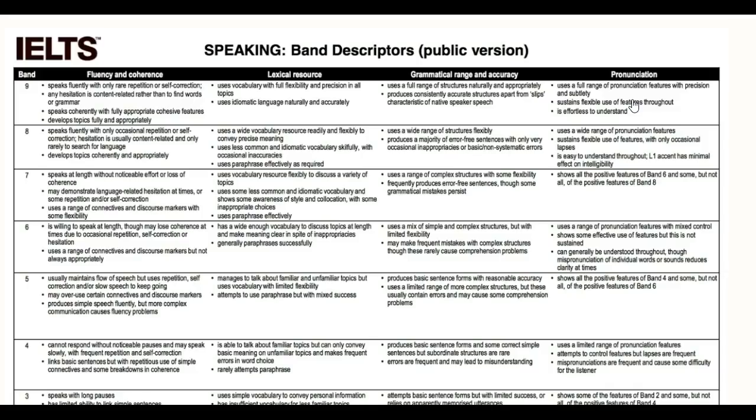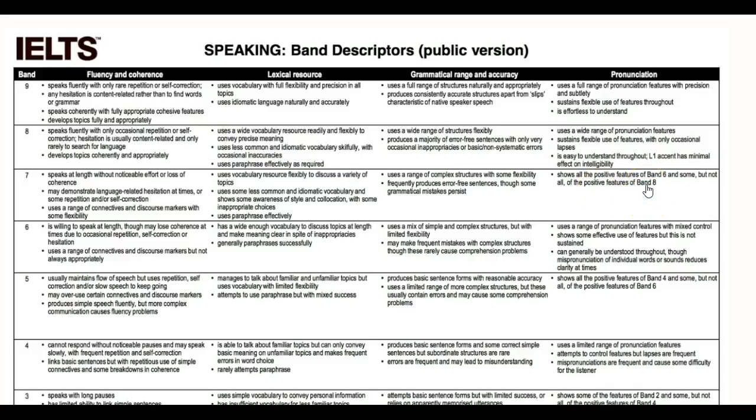You understand how to do these things, you understand when to do them, and you're doing them accurately. Now, here's where the band descriptors get really frustrating, because look what it says to us at 7. It shows all the positive features of band 6 and some but not all of the 8.